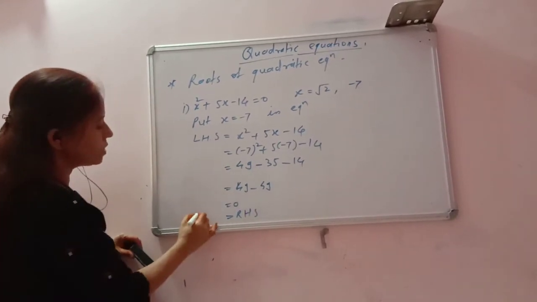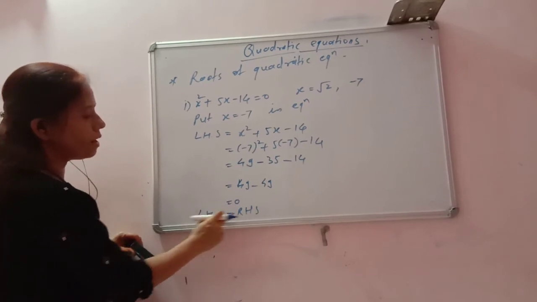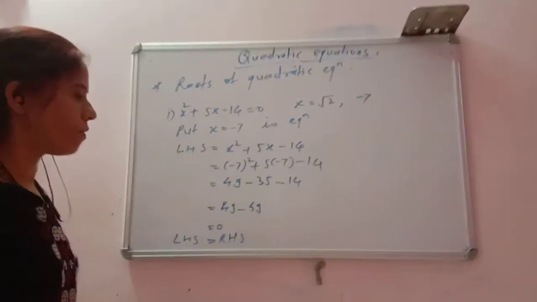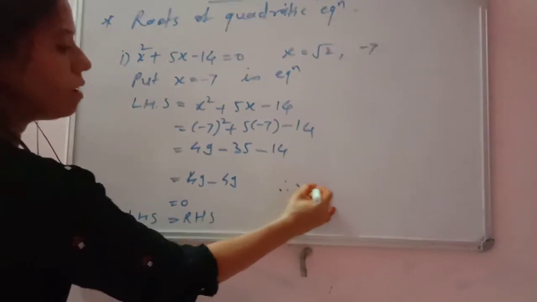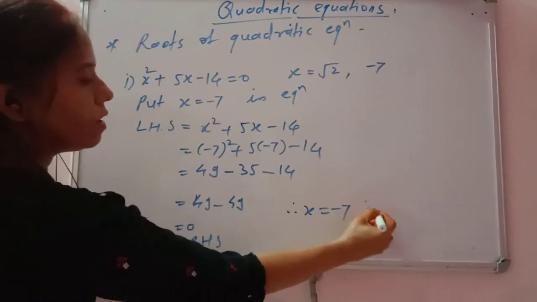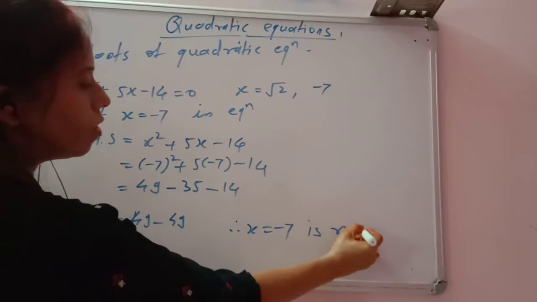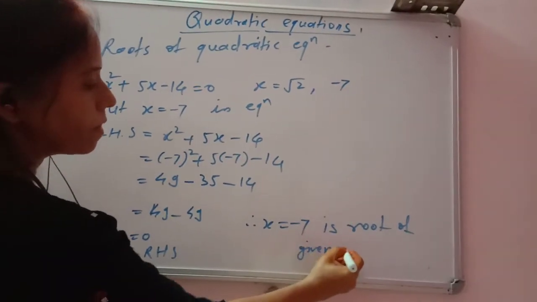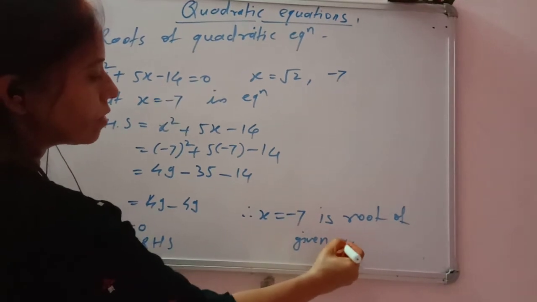Now our LHS and RHS are equal for this value x equal to negative 7, and therefore you can say that x equal to negative 7 is a root of the given quadratic equation.